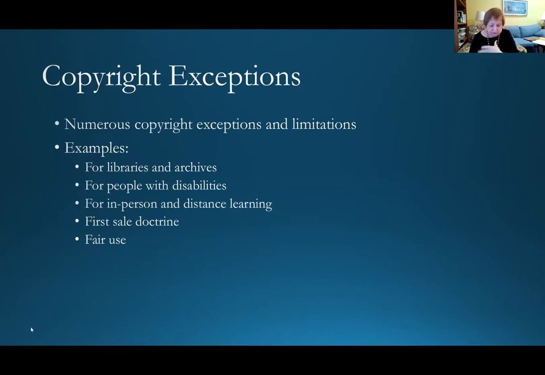There are exceptions for libraries and archives, for people with disabilities, for in-person and distance learning, for first sale doctrine, and I'm sure everybody's heard of fair use. The first sale doctrine just means if you sell somebody a copy of the book, you have no control over that copy. You can't say, well, you can't turn that over to such and such person. I won't even begin to talk about fair use because that could be a day's study.